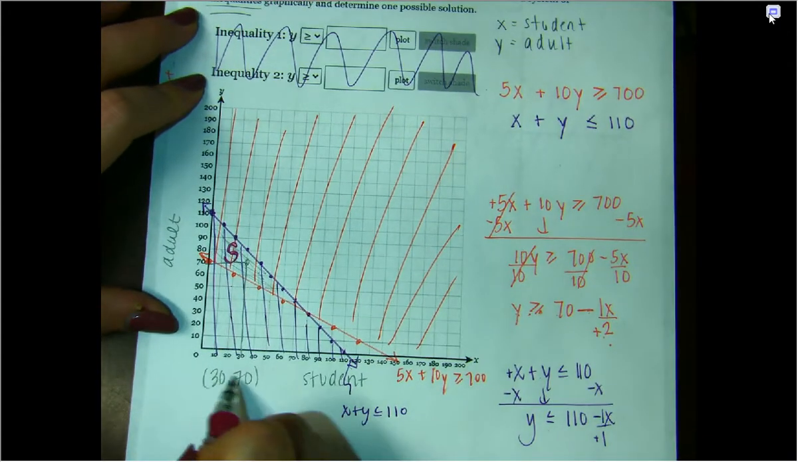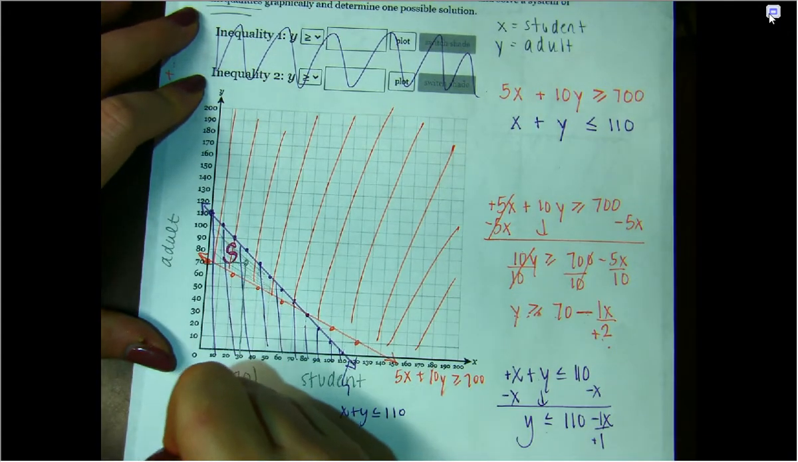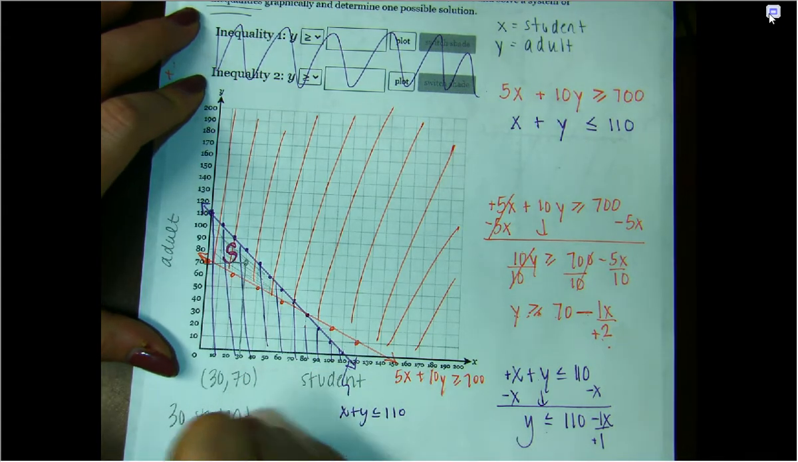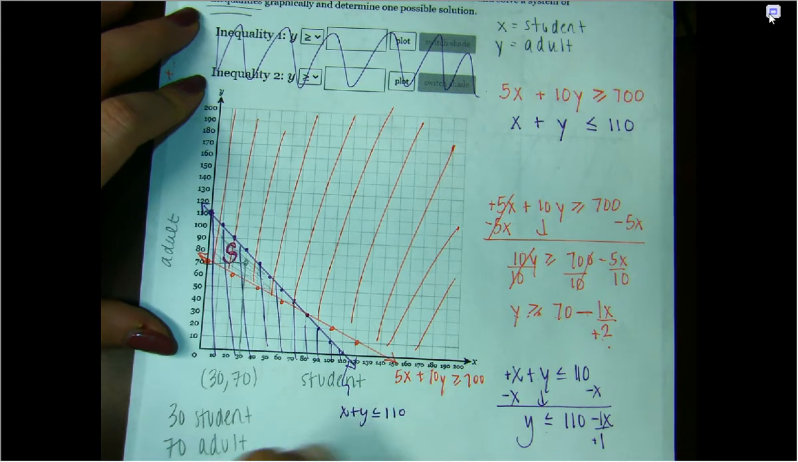So my solution, my x is students. So this would be 30 student tickets and 70 adult tickets.